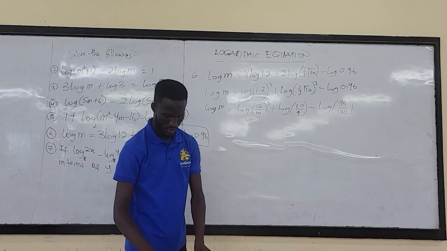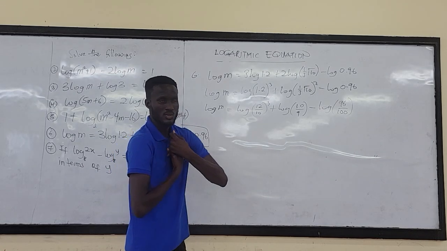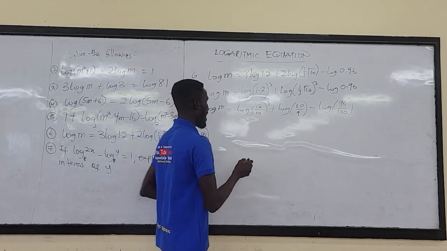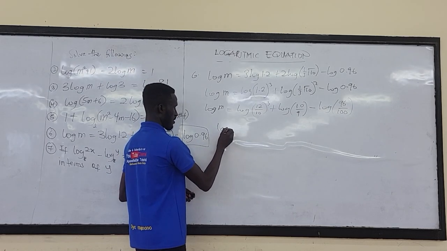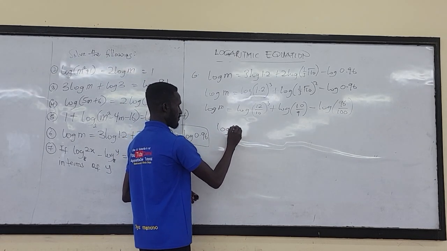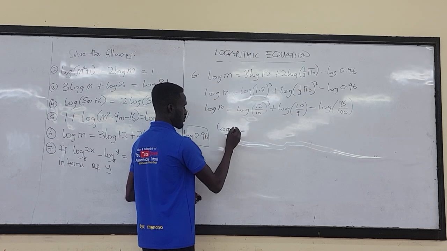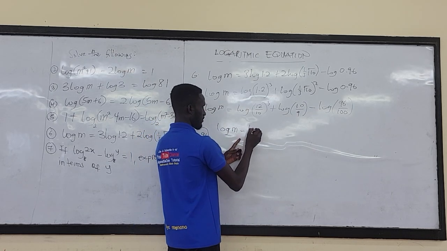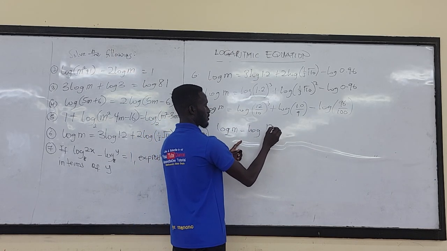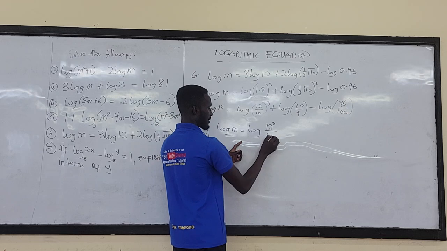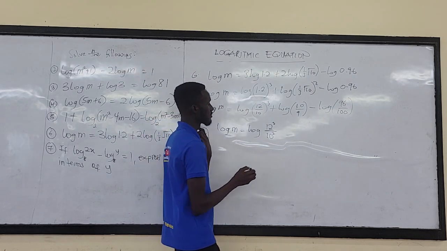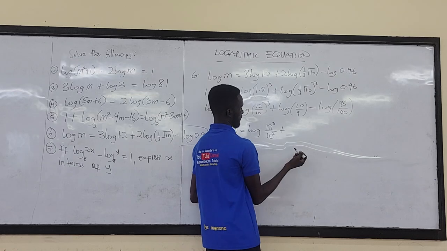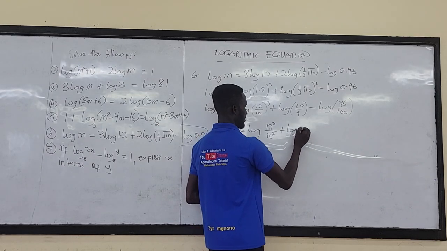Now at this point, this is what I'm going to do. The 3 will affect. I'm going to have log n is equal to, this one is 12 exponent 3 divided by 10 exponent 3. Plus, we still have this one.